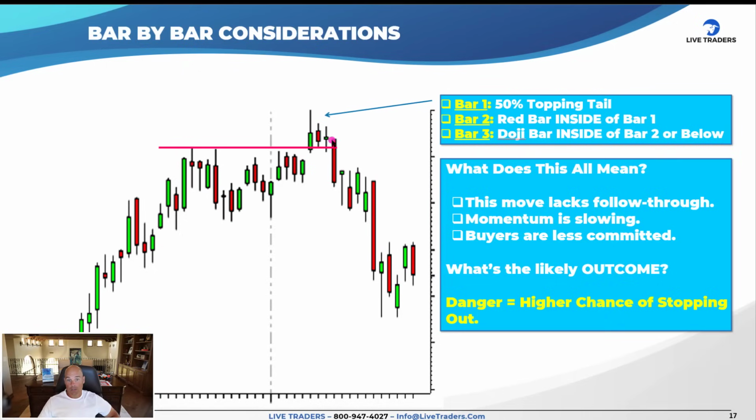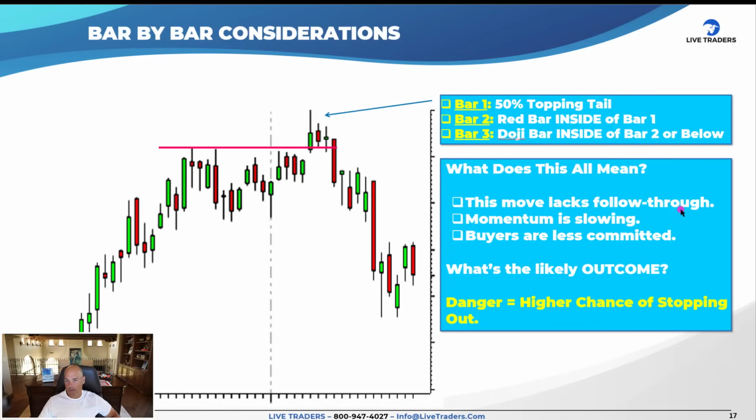Bar 3, doji bar, but it breaks bar 2's low. So here's your initial breakout bar, leaves a big-ass topping tail. Bar 2, inside of bar 1, and it's red, not good. Bar 3, lower than bar 2's high, and lower than bar 2's low. That's not positive.